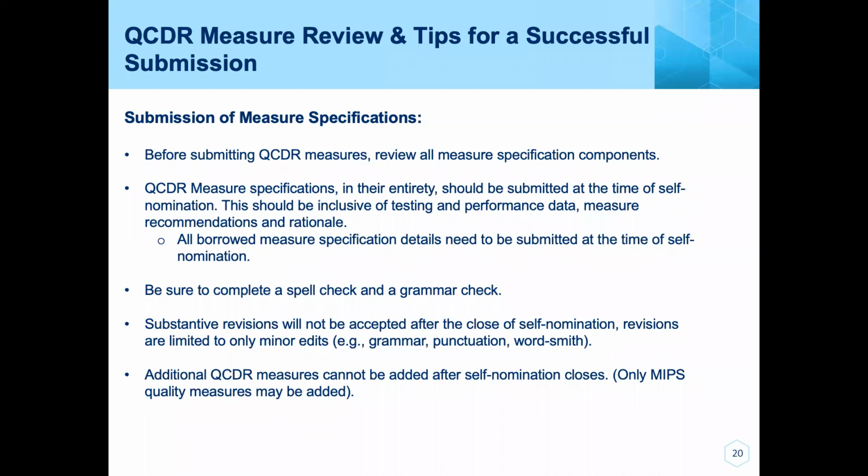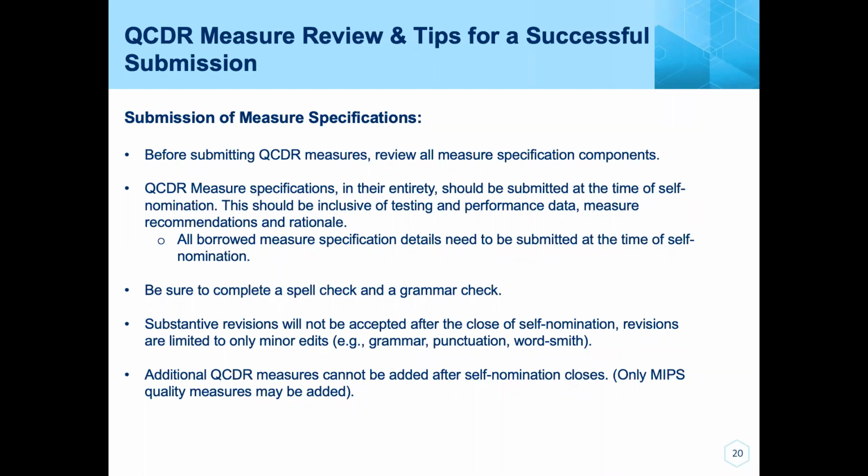The specifications in their entirety should be submitted at the time of self-nomination. This means that it should be inclusive of all testing information, any and all performance data that is available, measure recommendations, and rationale. We've noted that sometimes we will find that performance data has not been submitted with the self-nomination, but we reach out to the QCDR and they actually do have some data available for us to be able to review when considering the measure.